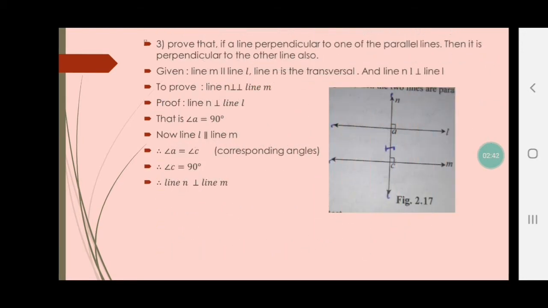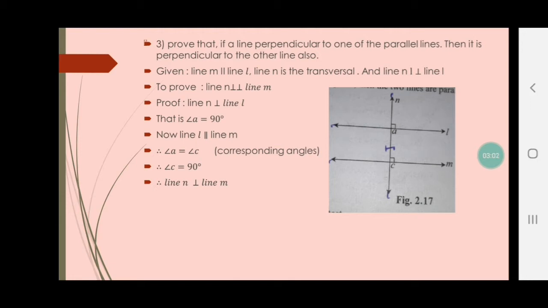Next question, that is question number 2, which is based on the very first activity of parallel lines. You have to draw the parallel lines and write all the pairs of congruent angles formed by the two parallel lines, so that you can see and write over there. So here I start with question number 3 now.